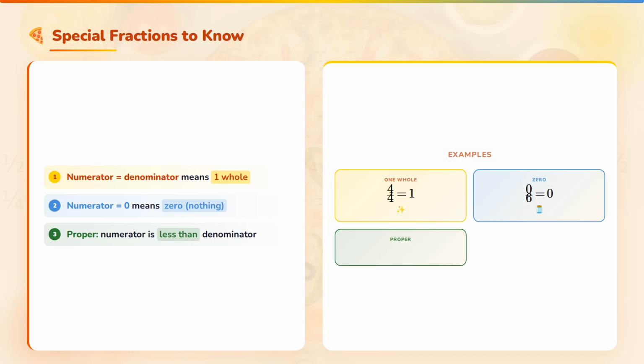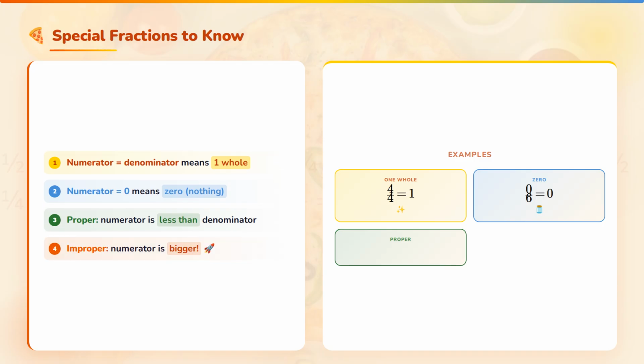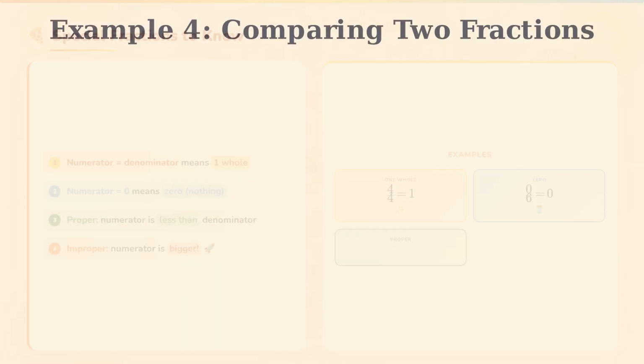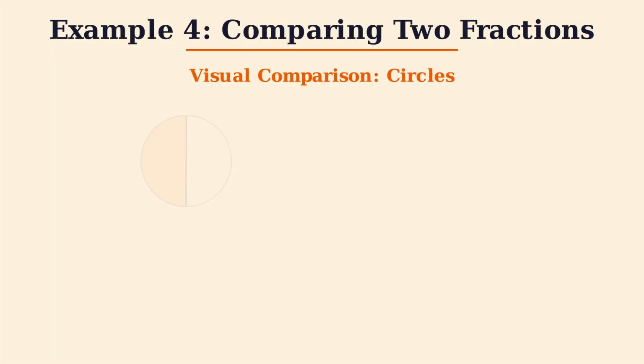When the numerator is bigger than the denominator, like 7/4, that's called an improper fraction. It's actually more than one whole. We'll explore those in another video. Let's put it all together and compare two fractions visually. We have 1/2 and 3/4.